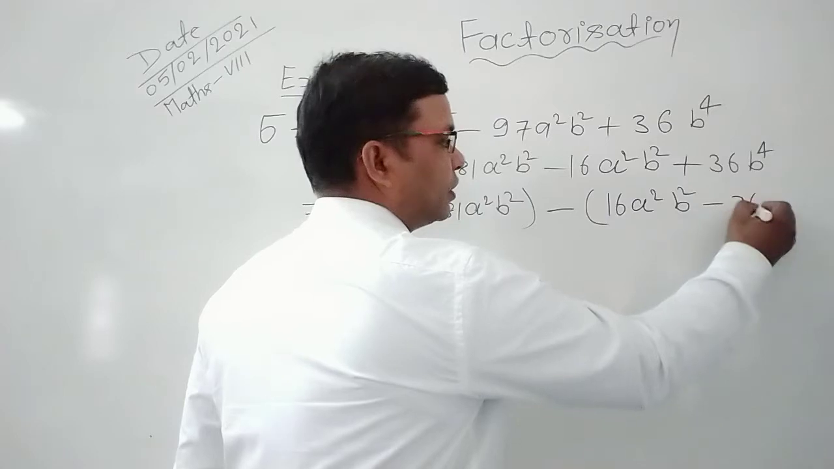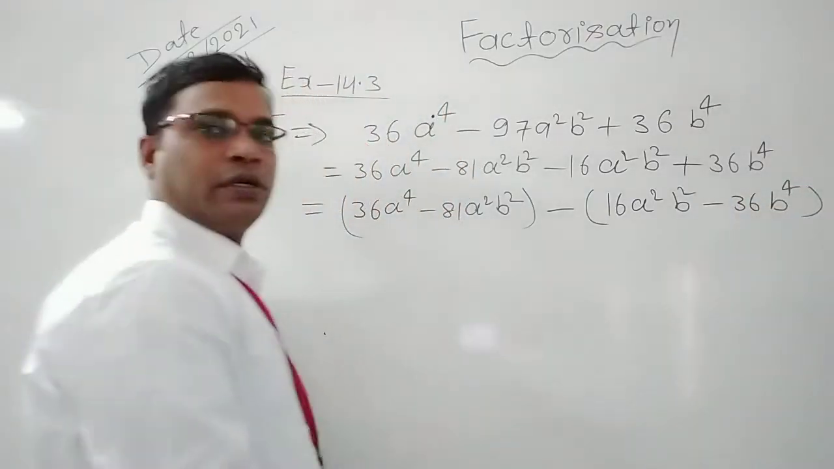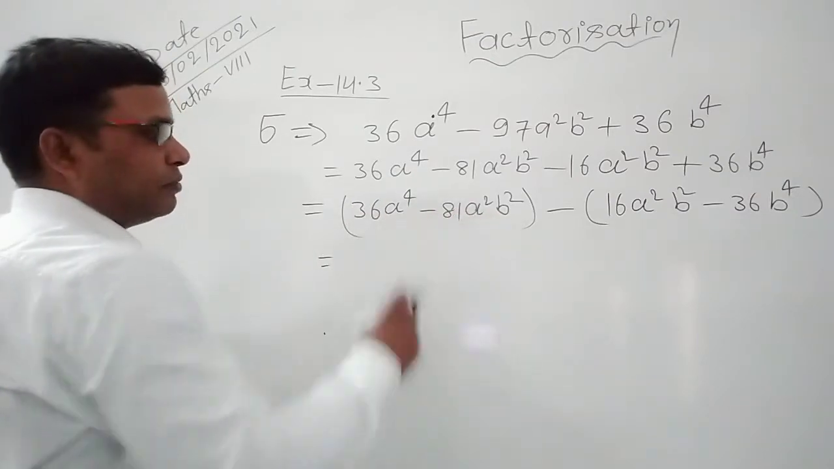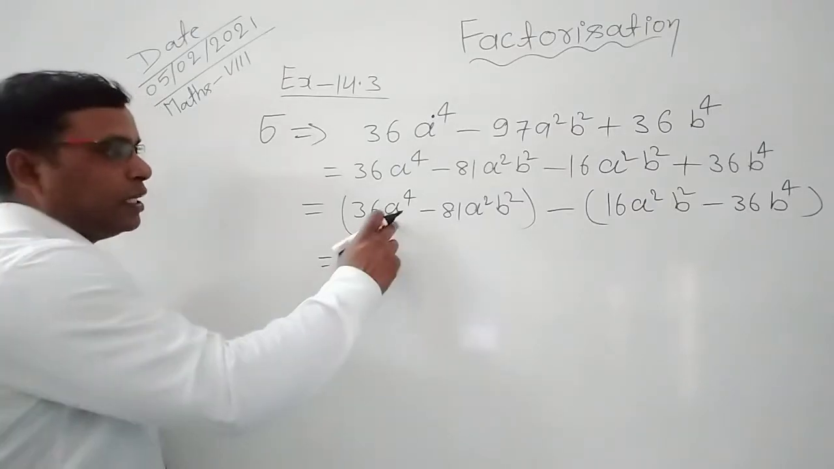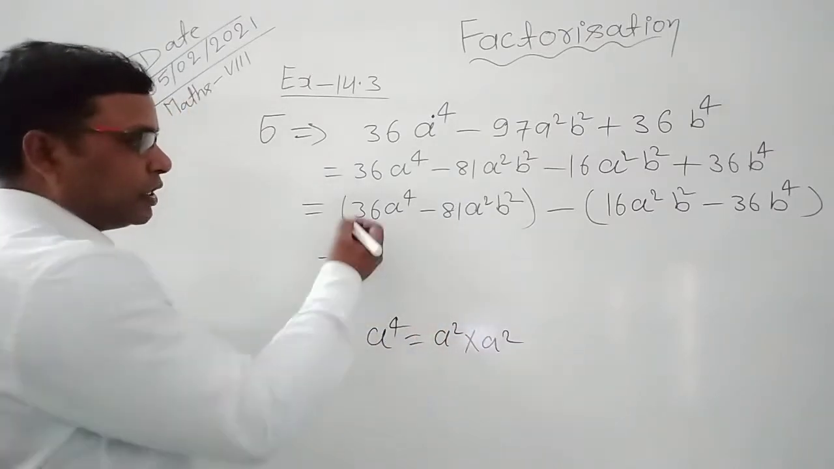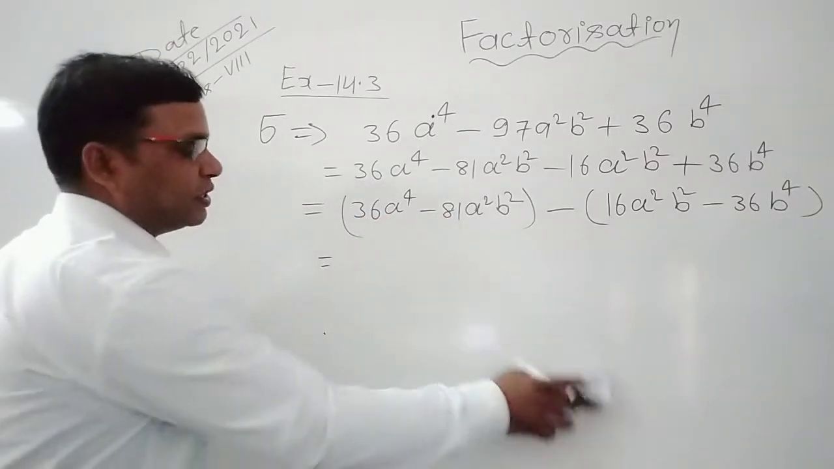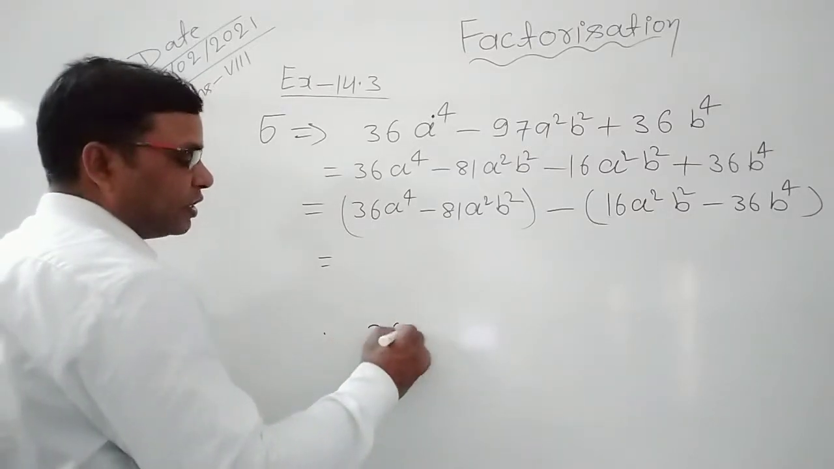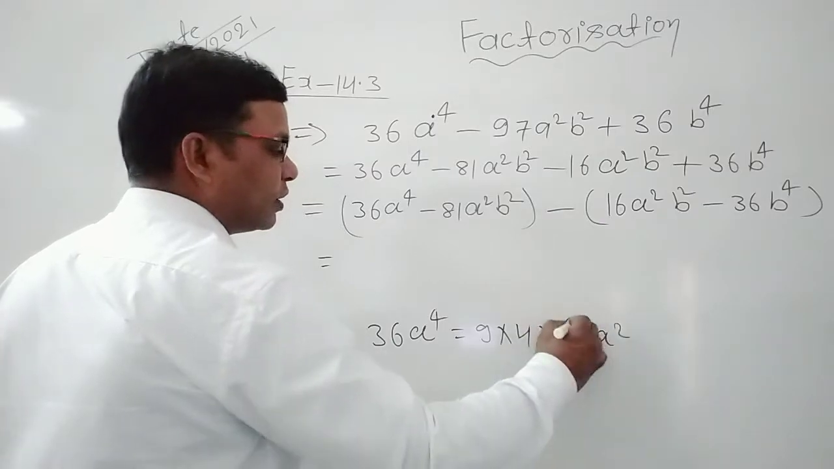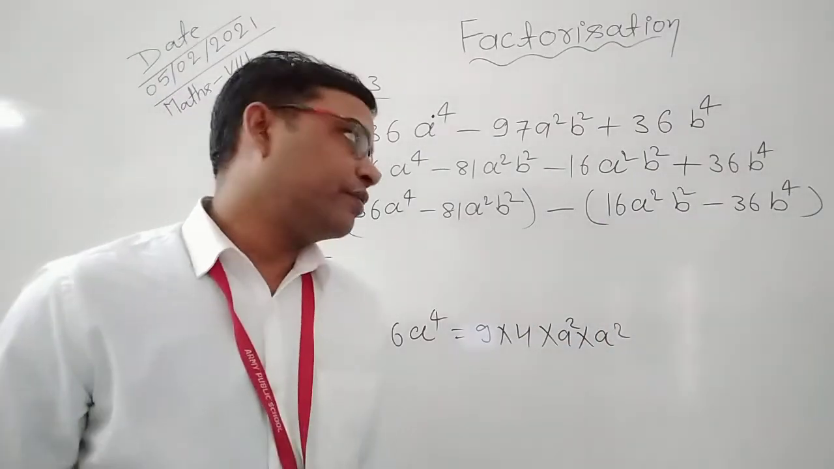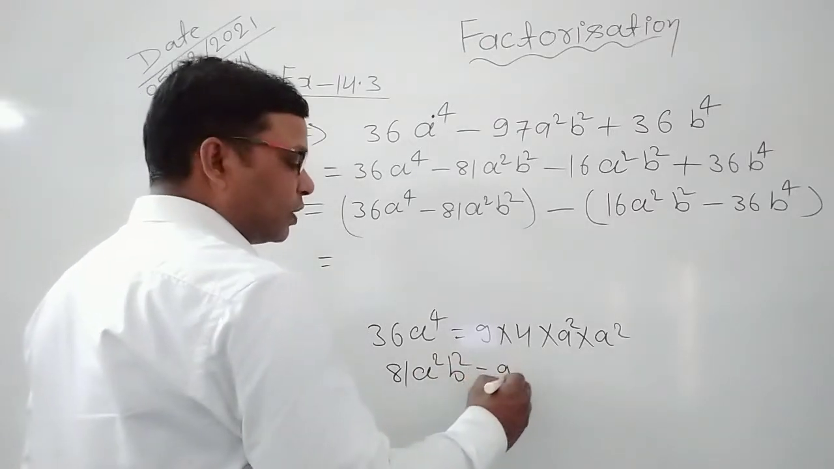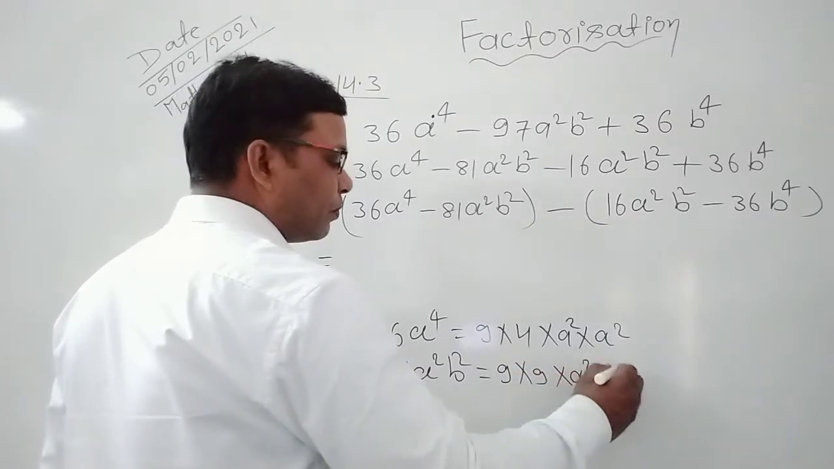So it becomes plus or minus 36b⁴. Now students, you can see what is common between them. Firstly, a², because a⁴ you can write as a² into a². Here we express it in this form: 36a⁴ is 9 into 4, 36, a² into a². Clear? a² into a² is a⁴. Now 81a²b² is equal to 9 into a² into b².